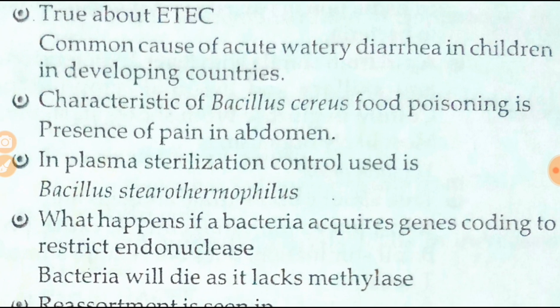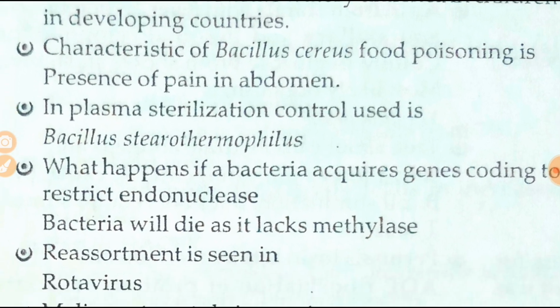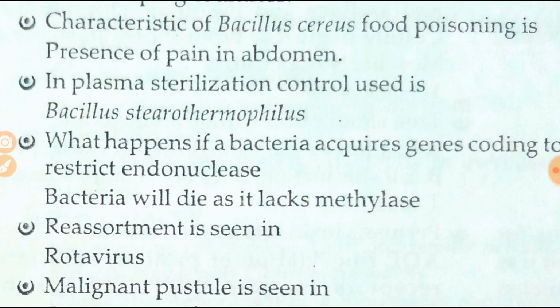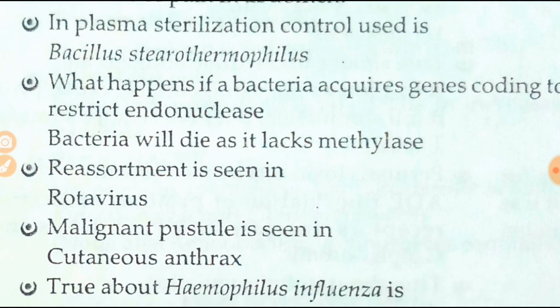For plasma sterilization, the control used is Bacillus stearothermophilus. What happens if bacteria acquire a gene coding for restriction endonuclease? Bacteria will die as it lacks methylase. Reassortment is seen in rotavirus. Malignant pustule is seen in cutaneous anthrax.